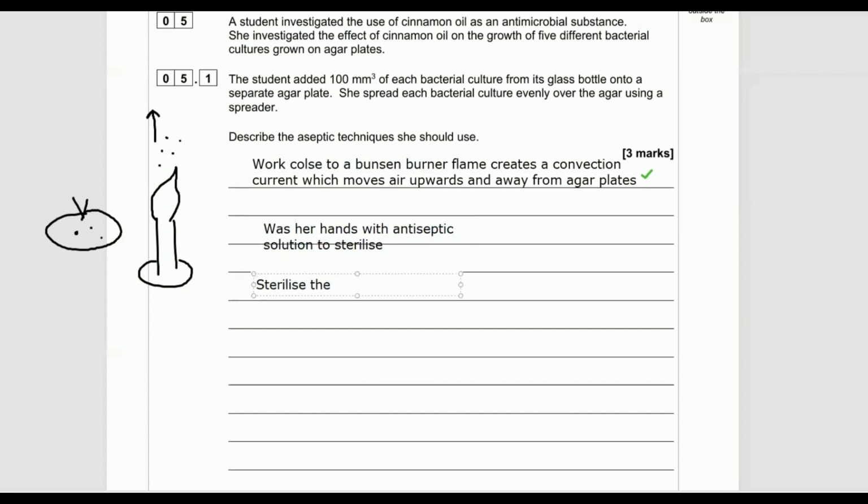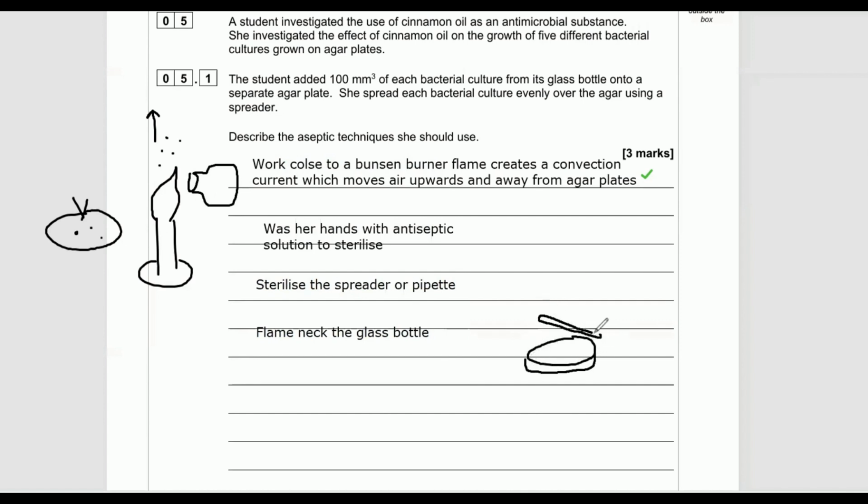Another thing to do is sterilize the spreader before use, or the pipette, or any of the equipment, so that microorganisms on the equipment are killed and cannot contaminate our agar plate. Flame, pass the neck of the bottle through a flame. So you can say flame the neck of the glass bottle. That will kill any microorganisms on the glass bottle around the neck. And another technique is to only lift the lid on your agar plate at an angle. Again, this prevents contamination or reduces the likelihood of contamination by microorganisms in the air. Okay, let's move on to the next question.